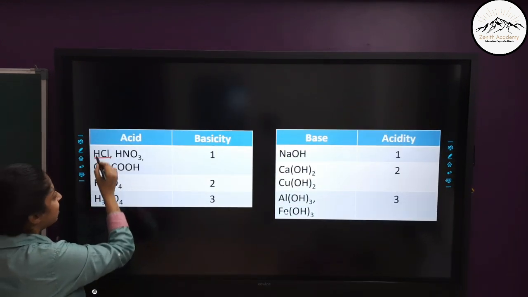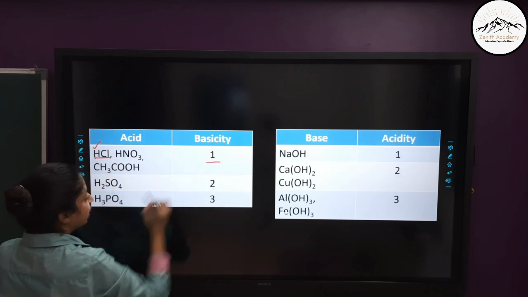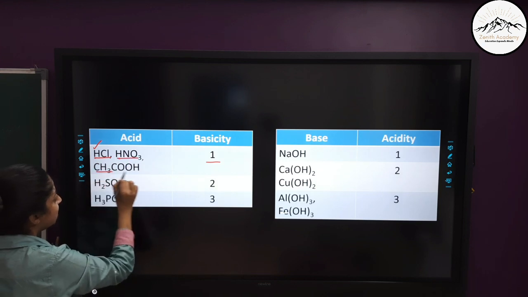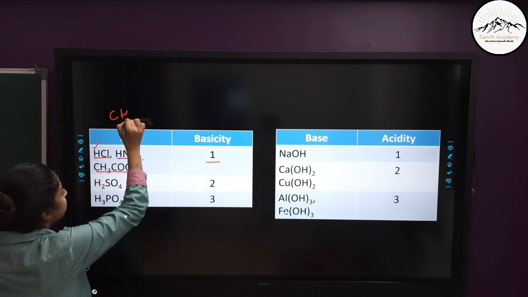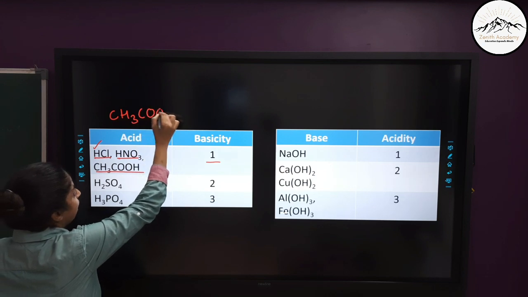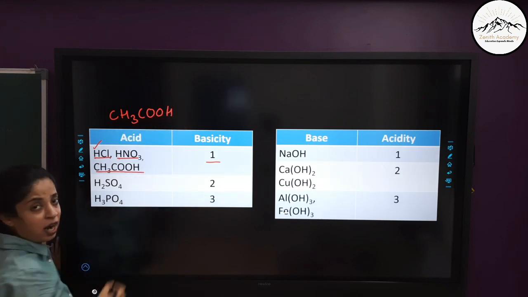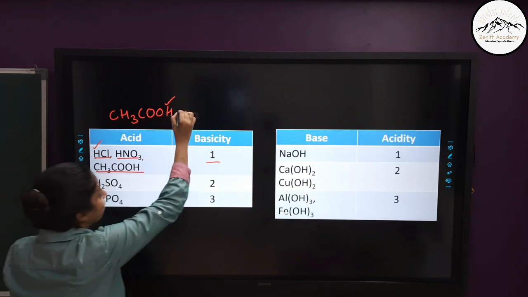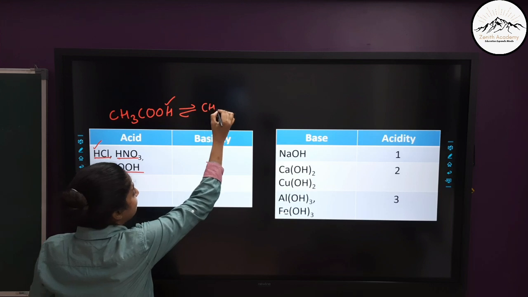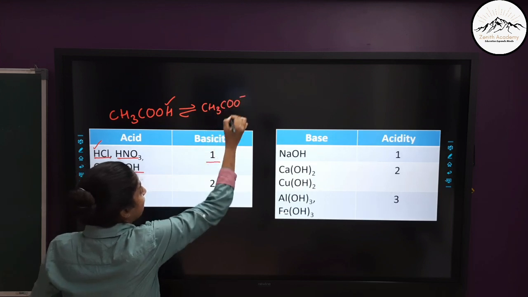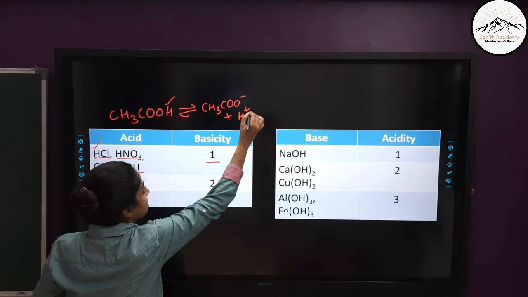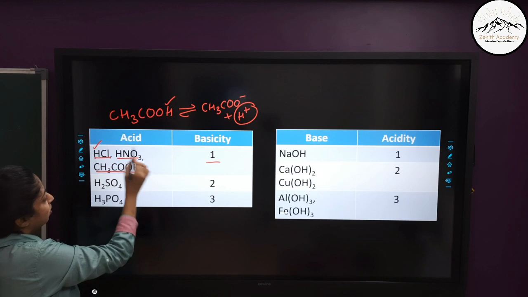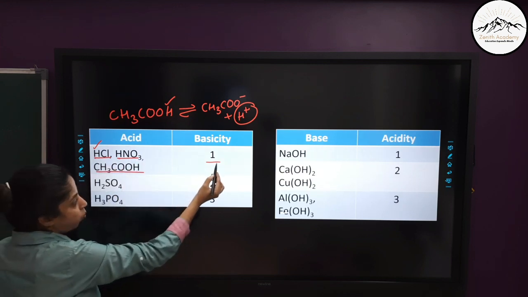HCl we already did. HCl has 1 replaceable hydrogen, so the basicity is 1. More examples are HNO3 and acetic acid. But in acetic acid, CH3COOH, you can see there are 4 hydrogens, but the replaceable one is only this one. When it ionizes, it will form acetate, CH3COO minus, and 1 H plus, and this H plus will react with water to form 1 hydronium only. So the basicity of all the 3 acids is 1.